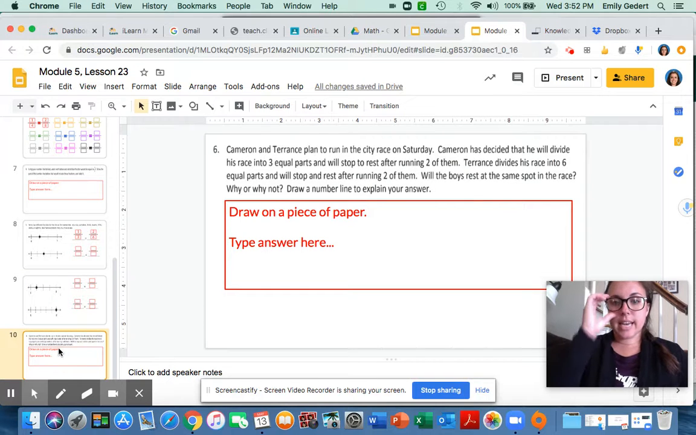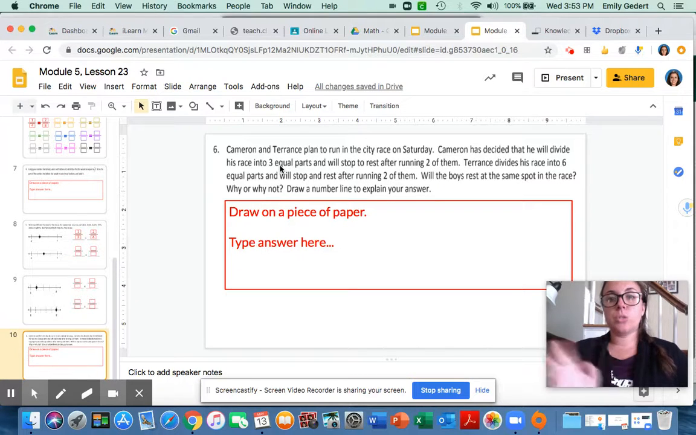And then on slide 10, you're going to answer this question. It's really important that you draw this out. So take it sentence by sentence, draw the picture, draw the distance that Cameron runs, and then he stops for a break, and then see the length that Terrence runs and see where he stops for a break. And I want to know, do they stop at the same point or do they stop at different points for a break? And then you're going to draw your answer on a piece of paper and then type your answer here of whether or not they rest at the same spot.